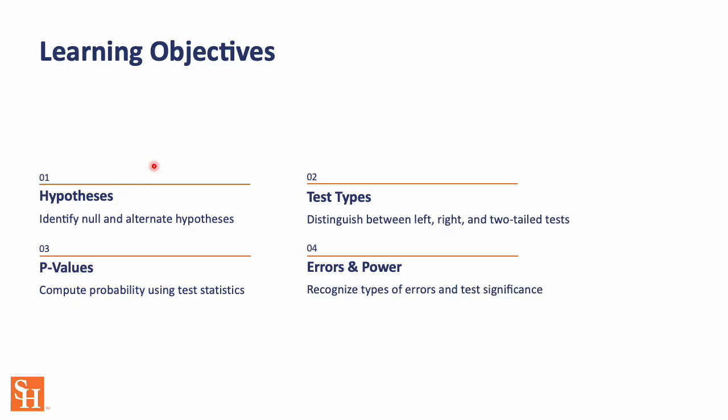The learning goals of the module are as follows. We will discuss the hypothesis test that I have mentioned earlier, and we will see the difference between null hypothesis and alternative hypothesis. Then we will also discuss left tail test, right tail test, and two tail test, and then we will see how we can calculate p-value, and we will also briefly discuss errors and power of a test.